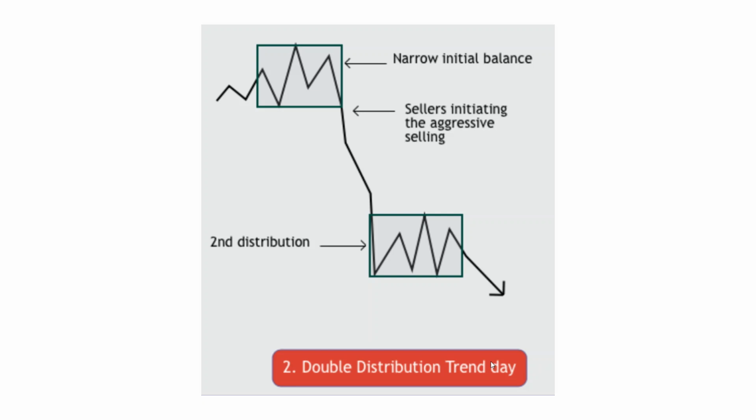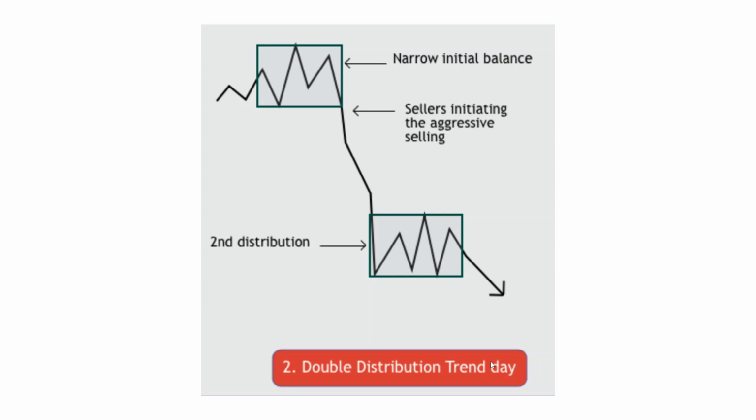After the initial balance of the double distribution trend day has been defined, price will break out from the range and auction towards the new value, where it will form a second distribution of price. This is the market's attempt at confirming whether the new value has indeed been established.